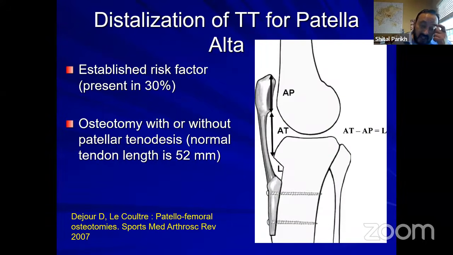How about distalization of the tubercle for patella alta? The theory is that if you have patella alta, the patella would not engage in the trochlea, leaving it exposed to instability. So if the patient has a significant patella alta, then how do you lower the patellar height? One of the ways of lowering patellar height is to move the tibial tubercle distally. Because alta is an established risk factor, tibial tubercle distalization is a commonly done procedure to decrease the patellar height.